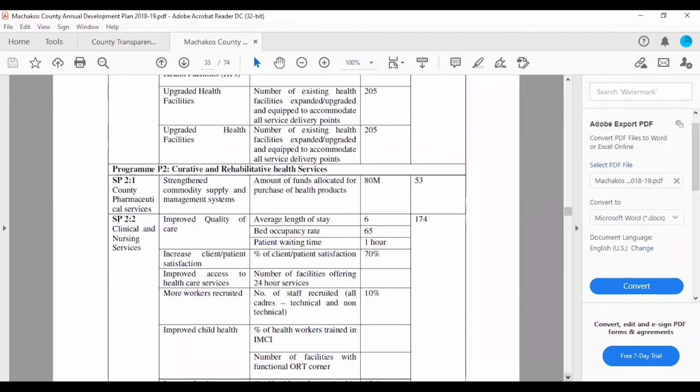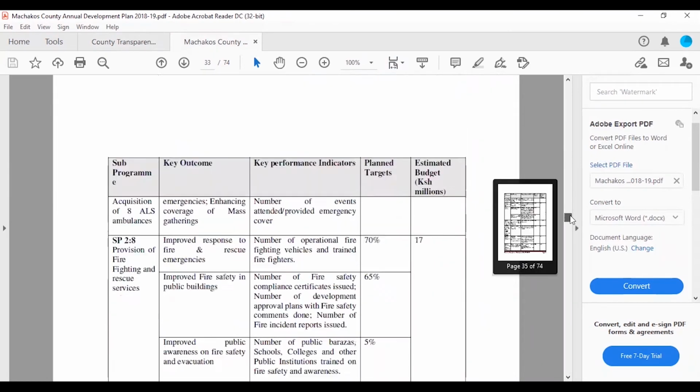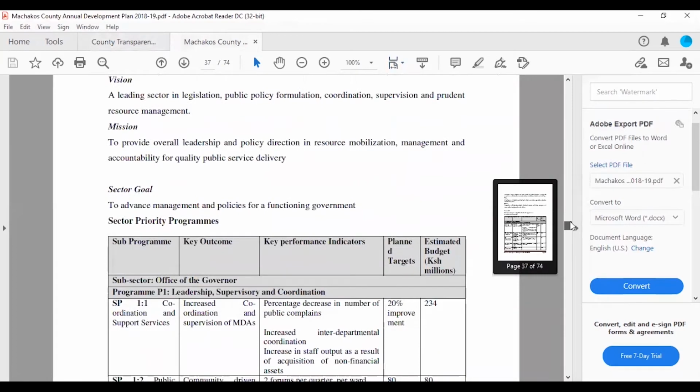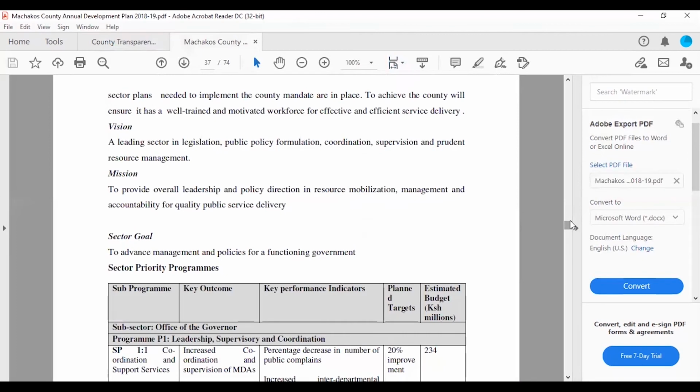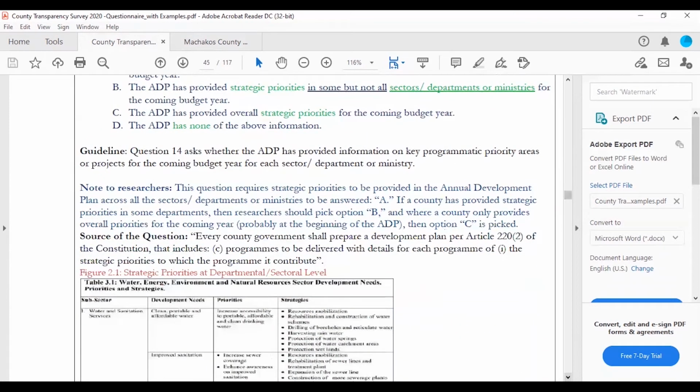You can see here there's also curative. So this is how counties determine what needs to be done. So at least from this exercise, we have seen that Machakos County has provided strategic priorities within the sectors and departments.